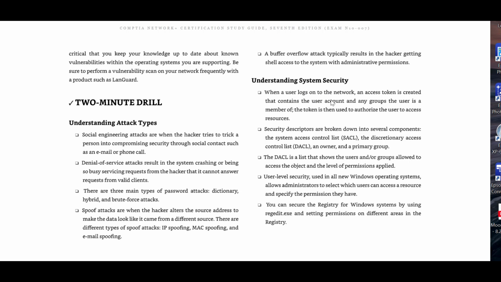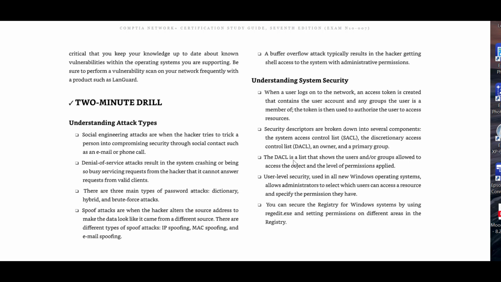Okay, so system security. When a user logs onto the network, an access token is created that contains the user account and the groups the user is a member of, and then the token is used to authorize access to resources. Security descriptors are broken down into several components: access control list, discretionary access control list, and owner and primary groups.